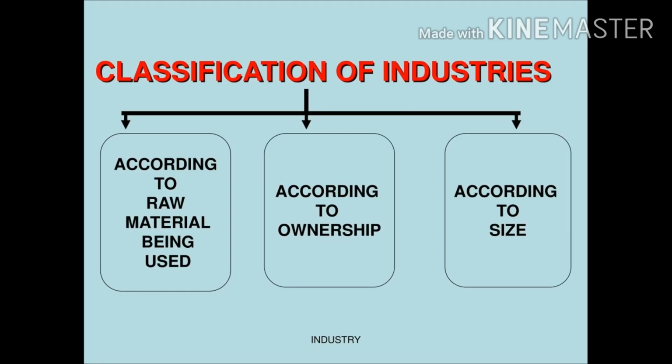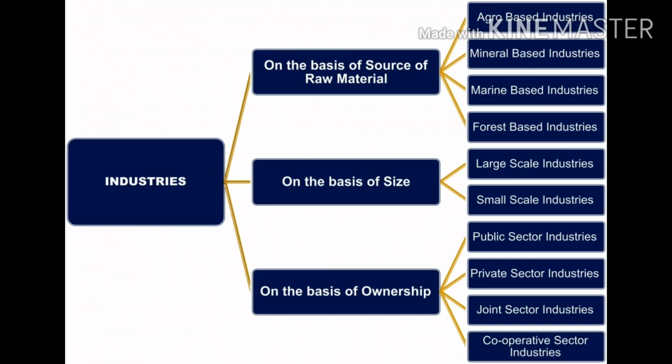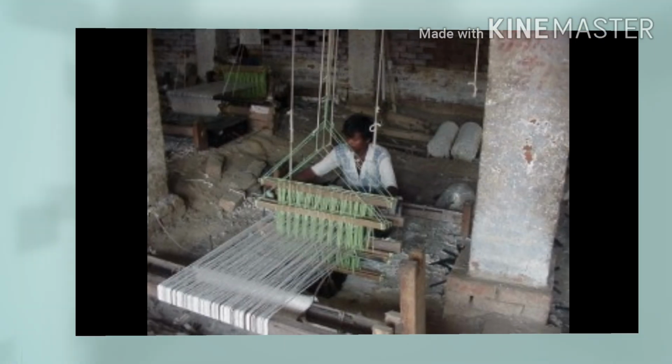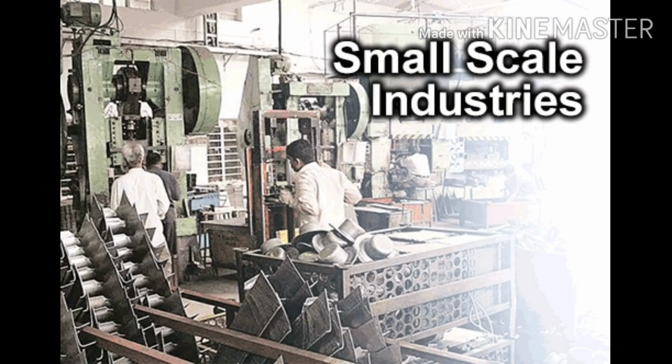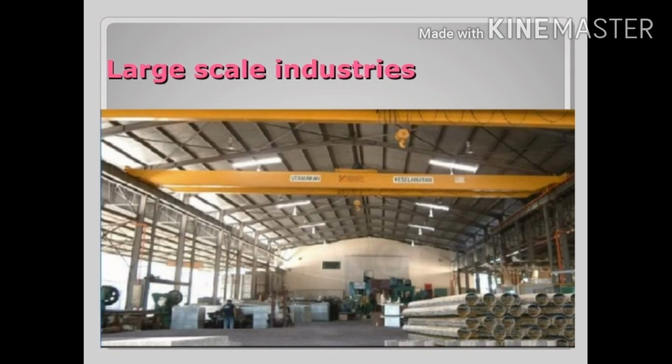We can classify the industries on the basis of size, ownership, and raw materials. Further, we can classify these categories too. For example, on the basis of size, the industries can be classified into three parts, that is cottage industries, small scale industries, and large scale industries.